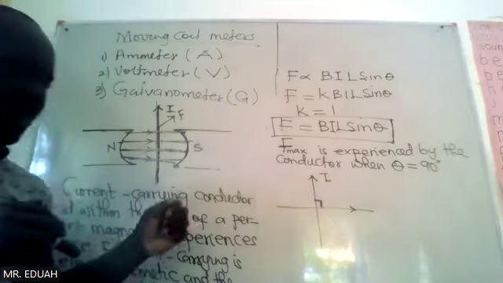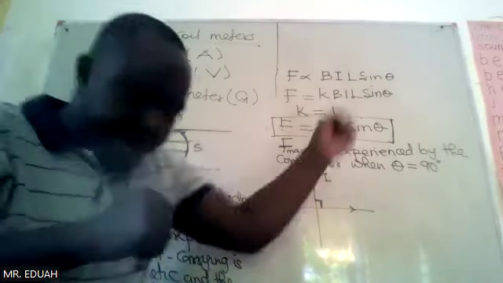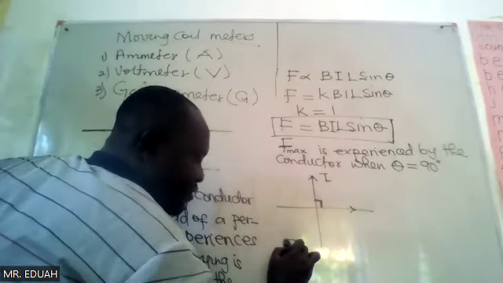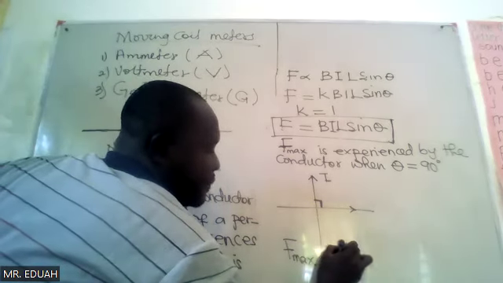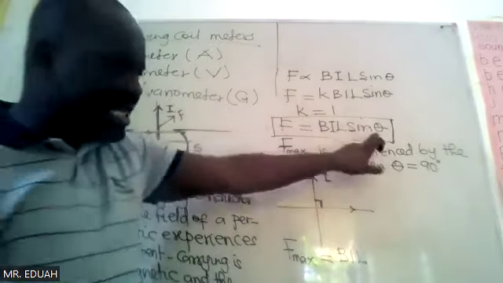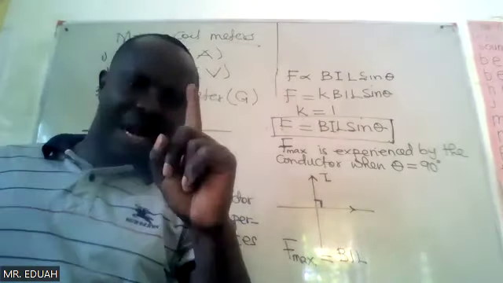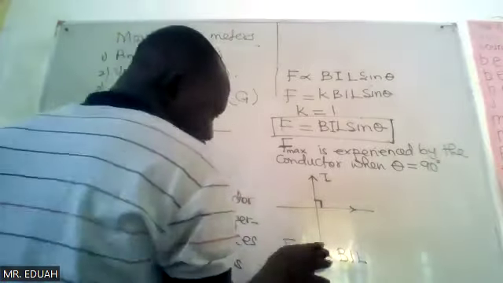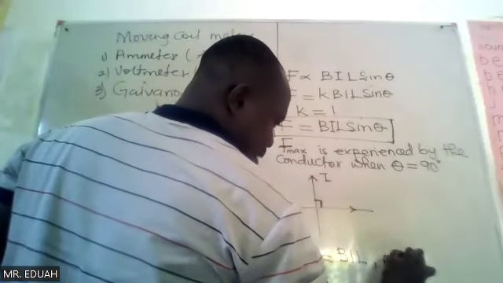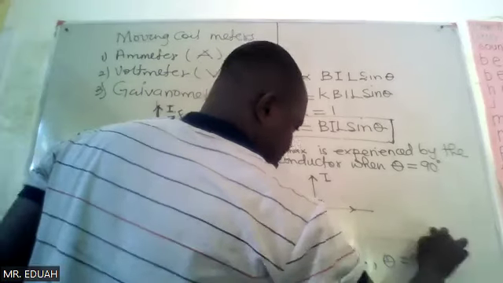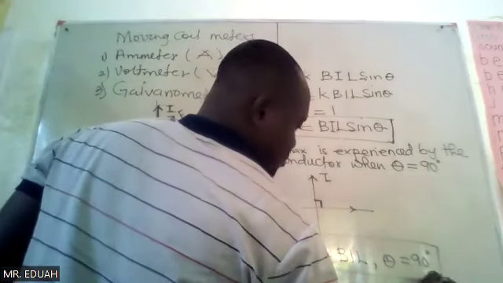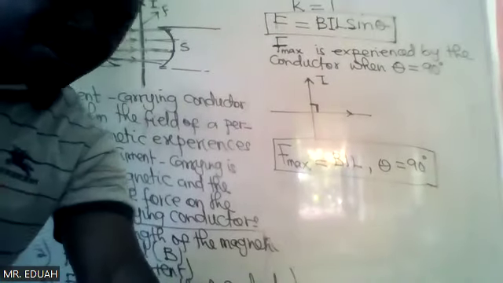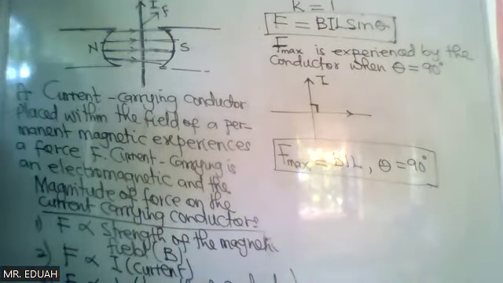It means the conductor will be pushed so much with a greater force. And when theta is 90, we have F maximum equal to BIL, because sine 90 is 1. So BIL times 1 is equal to that. So for maximum force on the conductor, theta must be equal to 90 degrees.